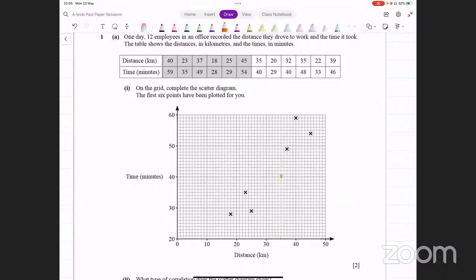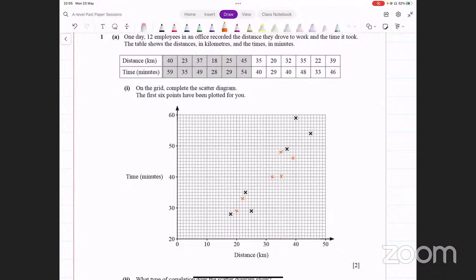Achha, then you have 20 and 29. 20 and 29, that's going to be here. 32 and 40. That's this point here. 35 and 48. 35 and 48, that is going to be right here. 22 and 33. That's this point here, 22 and 33. And then finally, you've got 39 and 46. 39, 46, that point is going to be right here.